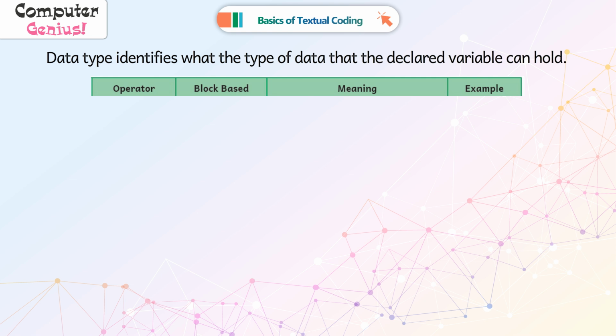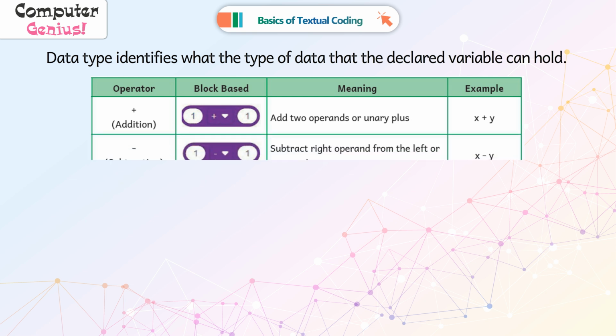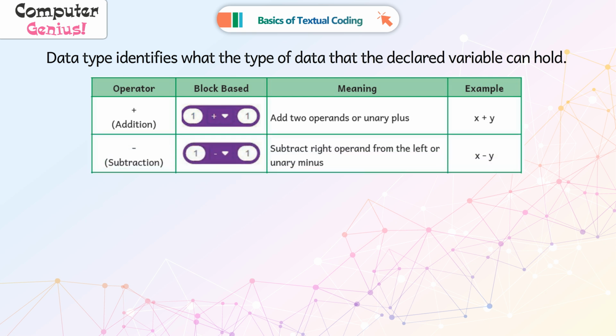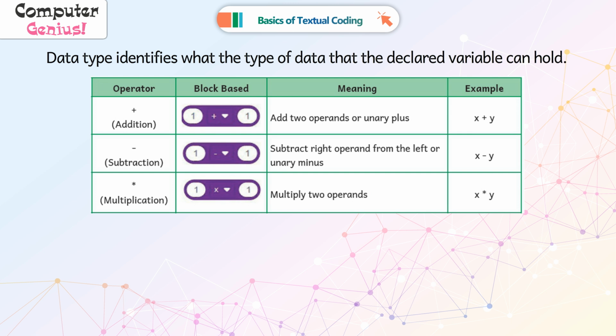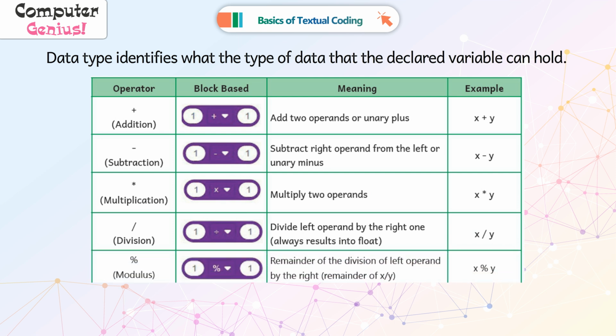Operator, block-based, meaning, example. Addition: add 2 operands or unary plus, x plus y. Subtraction: subtract right operand from the left or unary minus, x minus y. Multiplication: multiply 2 operands, x multiplied by y. Division: divide left operand by the right one, always results in float, x divided by y.